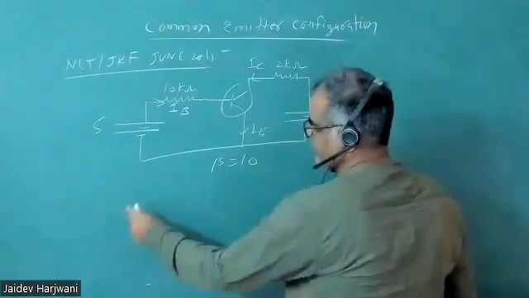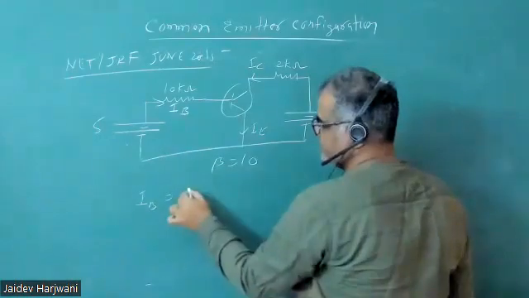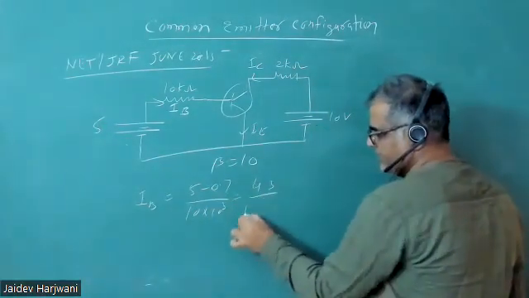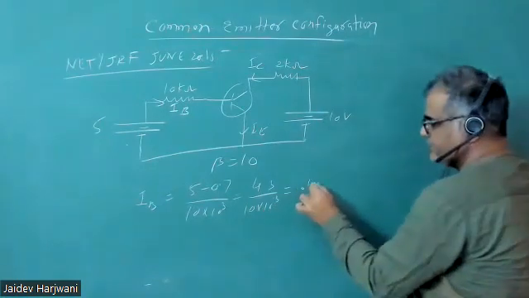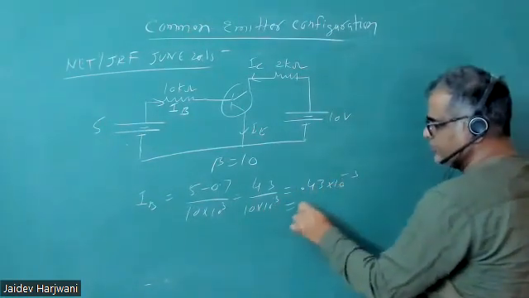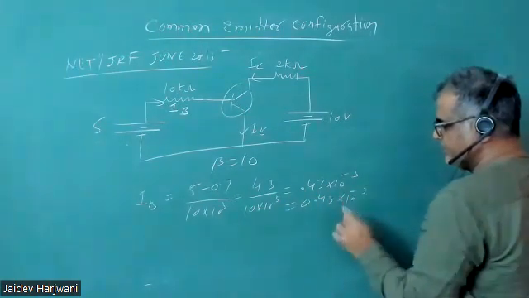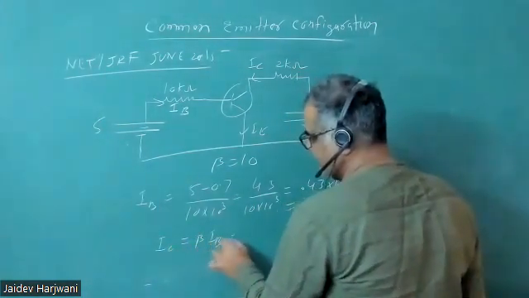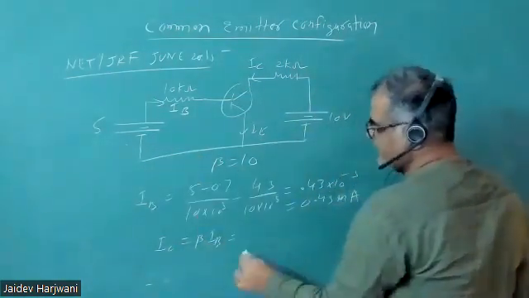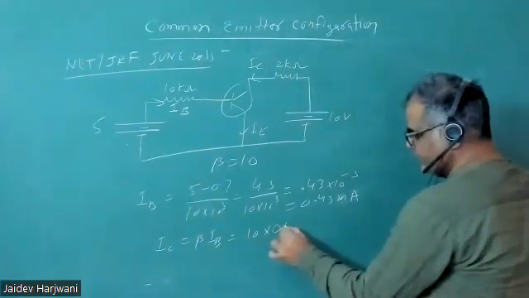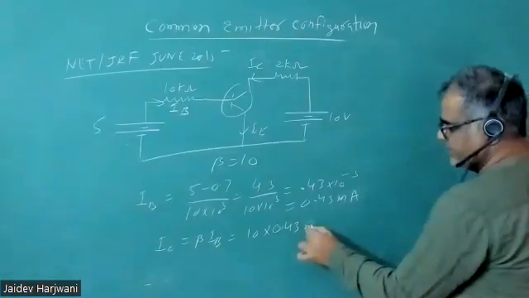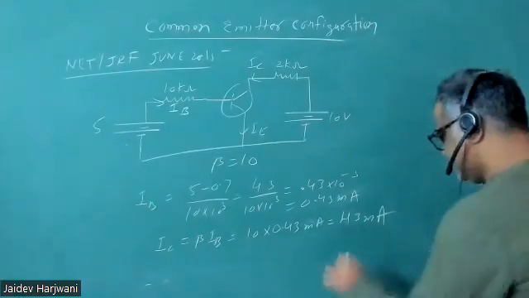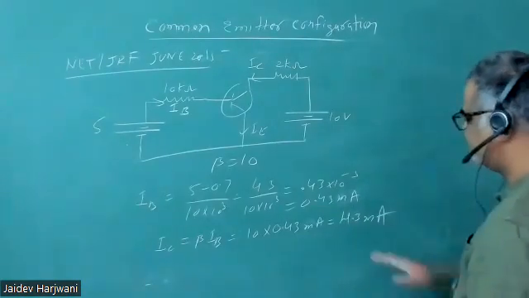Now IB will be 5 minus 0.7 upon 10 kilo ohm. That is 4.3 upon 10 into 10 to the power 3, which becomes 0.43 milliampere. And if I calculate IC, that is beta times IB. Beta is 10, IB is 0.43 milliampere, so this becomes 4.3 milliampere. This is IC, 4.3 milliampere.